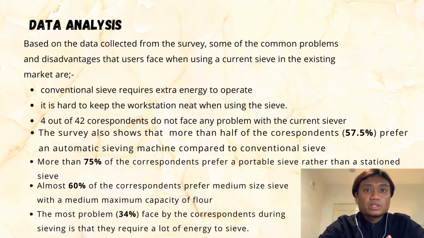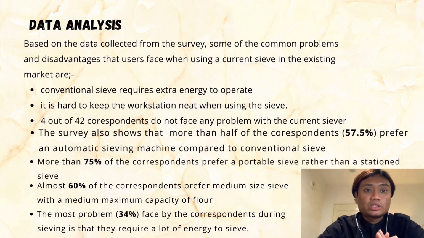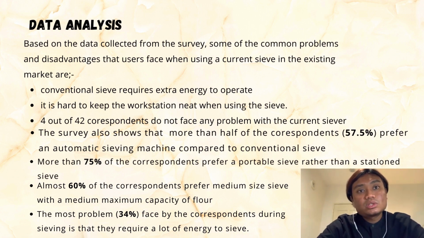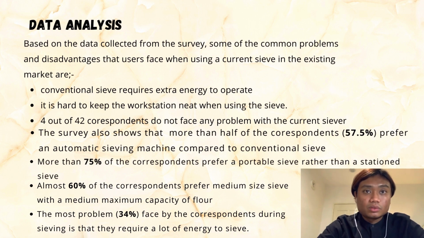More than 75% of the respondents prefer a portable sieve rather than a stationary sieve, one that is much easier to place anywhere. Next, almost 60% of the respondents prefer a medium-sized sieve with a medium maximum flour capacity. And the last is the most common problem, faced by about 34% of our survey respondents during sieving, which is that they require a lot of energy to sieve. So they much prefer an automated sieve.